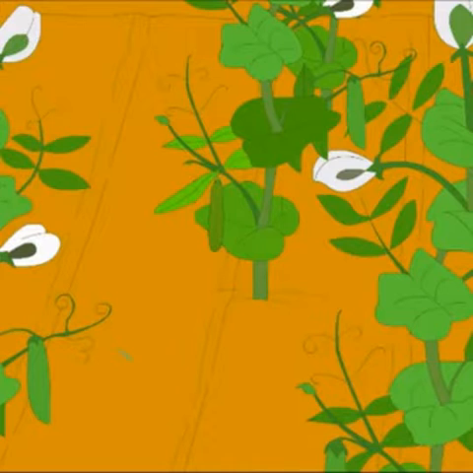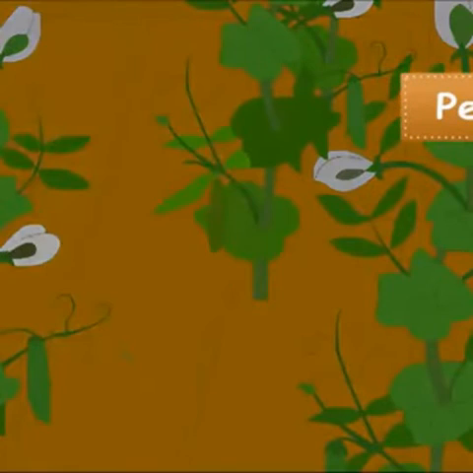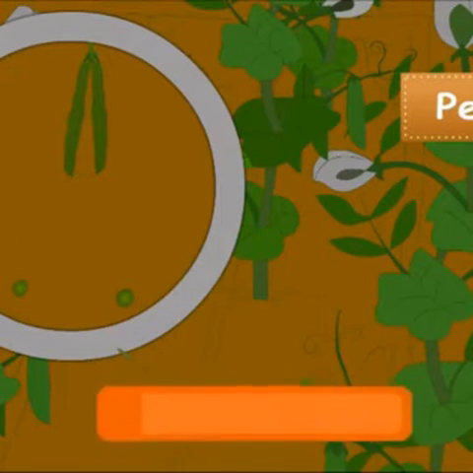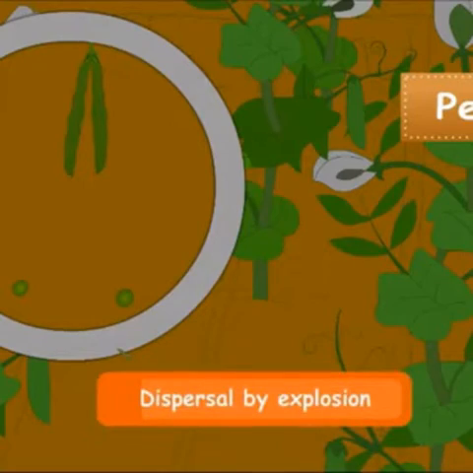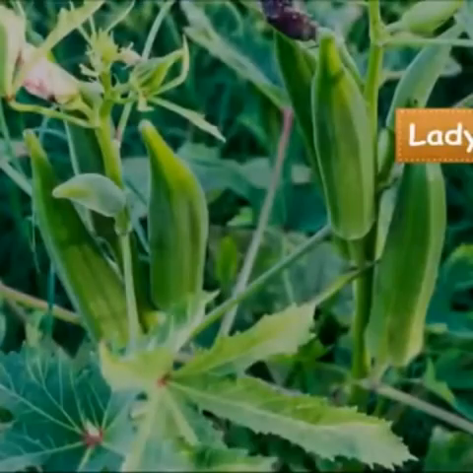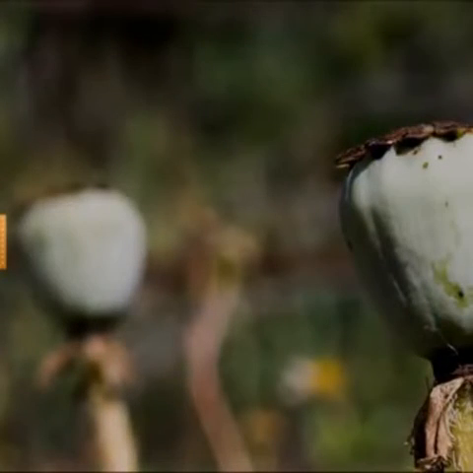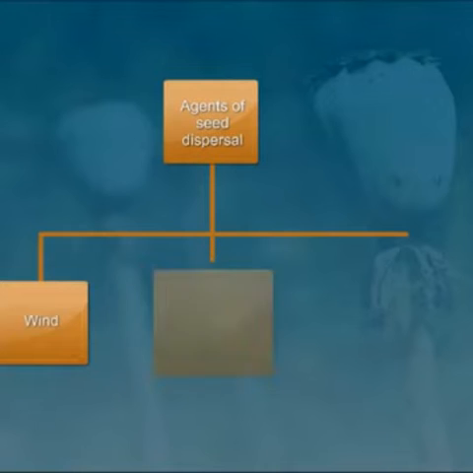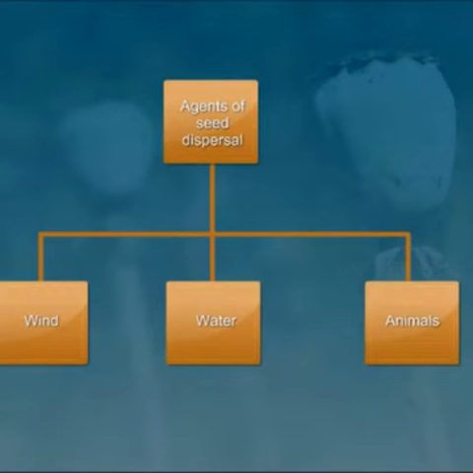Seeds of some plants like pea, when dry, explode and disperse on their own. This method of dispersal is known as dispersal by explosion. Beans, lady's fingers and poppies are other examples of plants whose seeds are dispersed by explosion. In contrast, there are seeds of certain plants that need some agents for their dispersal. These agents can be wind, water, or animals.